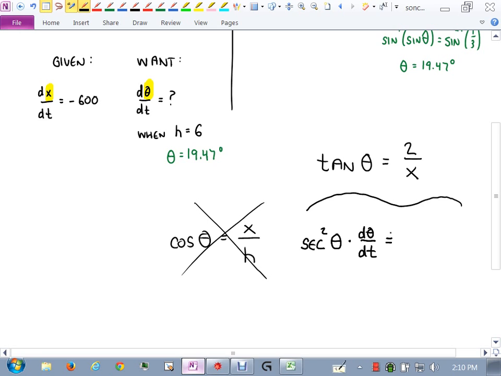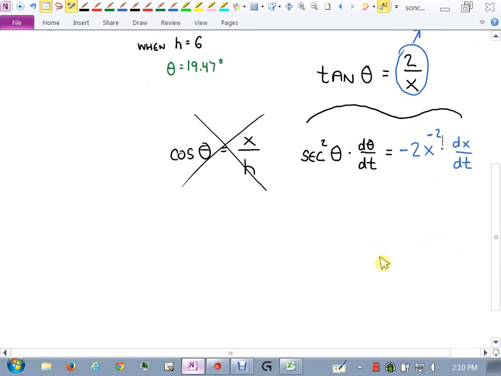Other side of the equation. Pardon? You could do the quotient rule. You could also rewrite this as 2x to the negative 1 power, and then do the derivative. That's the way I'm going to do it. What is the derivative of 2x to the negative 1? So negative 1 comes out, hits the 2, becomes negative 2, x to the negative 2 times dx/dt. Good. Chain rule, right? You've got to go inside and take the derivative of that.